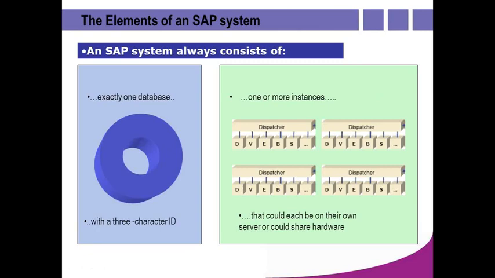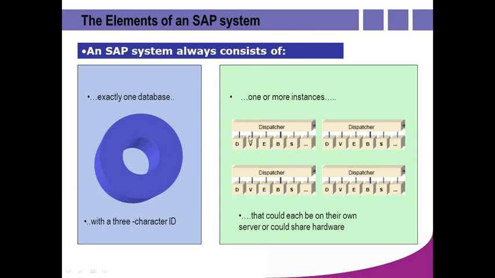That means in the application layer, there is a possibility to have multiple instances. So what is an instance? An instance is an administrative unit. It is one unit, an administrative unit, which has one or more services or processes that help you to execute your request. One dispatcher along with a few work processes is called one instance.